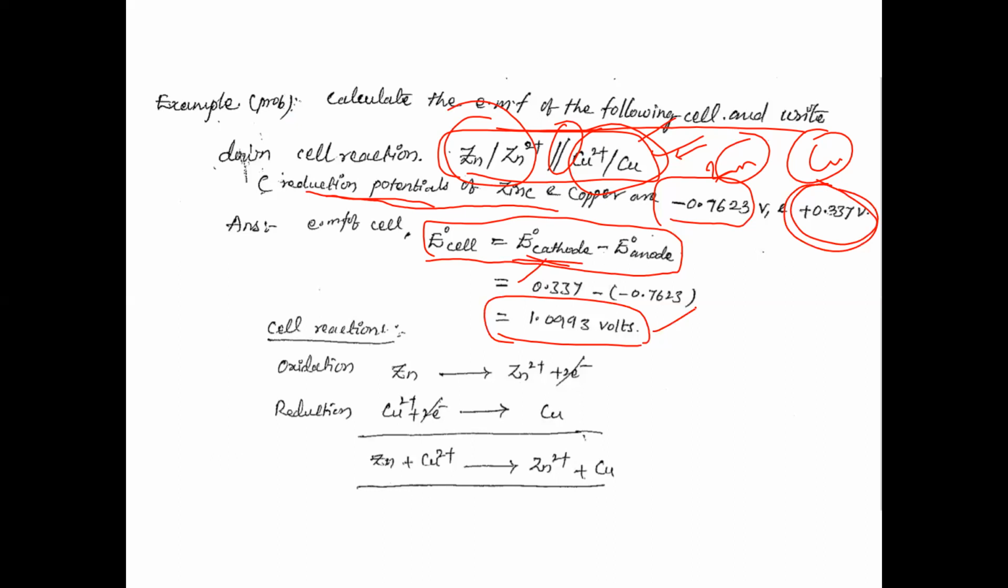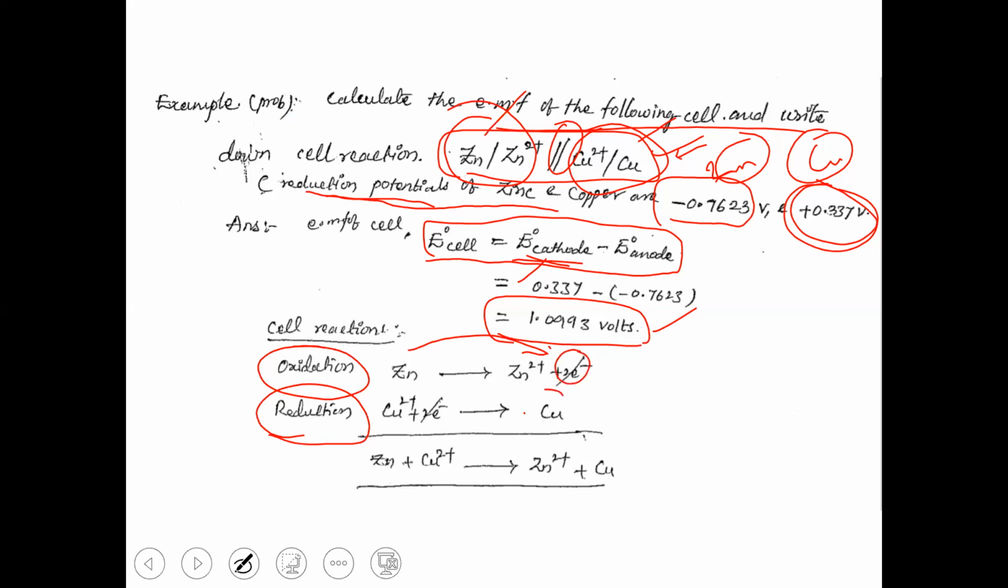You can also write the cell reaction. Oxidation reactions take place at the anode. The anode reaction is zinc converting to a zinc 2 plus ion after releasing 2 electrons. Reduction reactions take place at the cathode. Here copper acts as the cathode, so the copper ion absorbs these 2 electrons and converts to copper metal.